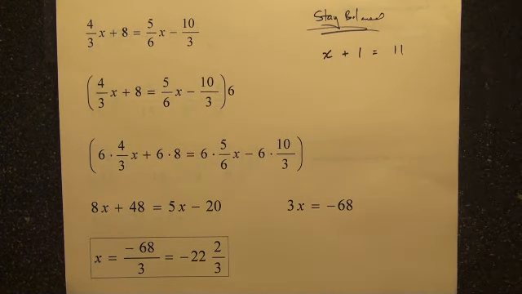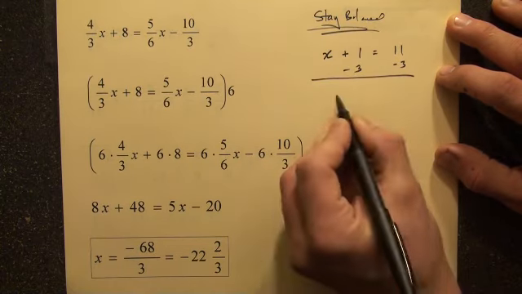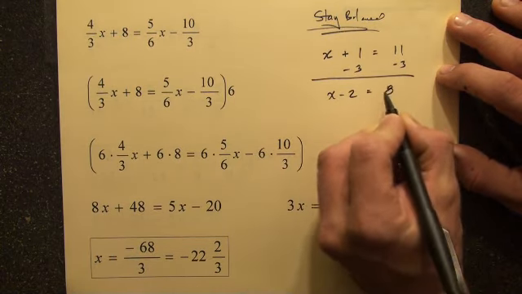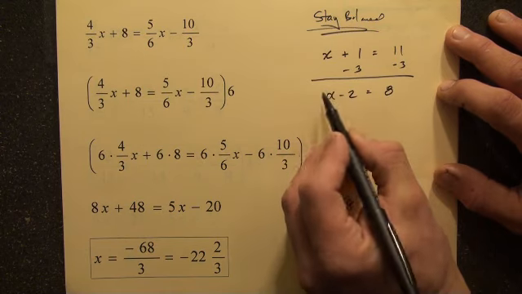And someone might say, well, you have to subtract 1 on both sides. You do not have to do anything. You can do minus 3 on both sides. And you get what? X minus 2 is 8. Well, guess what the answer is? It's still 10. X is still 10 no matter what you do, as long as you stay balanced.